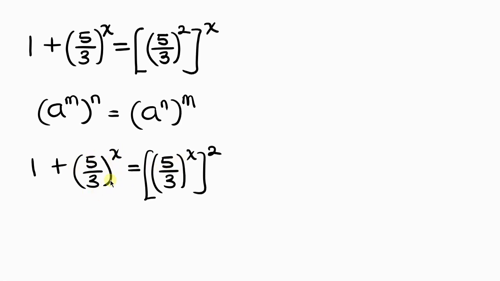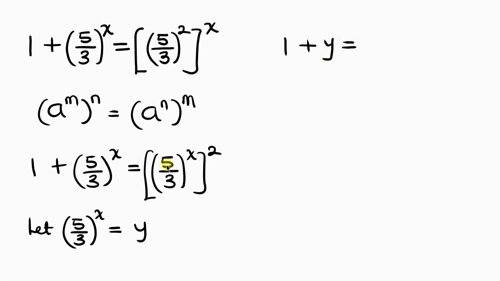Very good. Now we can bring in substitution by saying let 5 over 3 all raised to the x be equal to, we can use any letter, say y, for example. That means wherever I see this expression, I'm going to be substituting y. So this becomes 1 plus y equal to y raised to the power of 2, so y squared. Very good. So we have a quadratic equation.